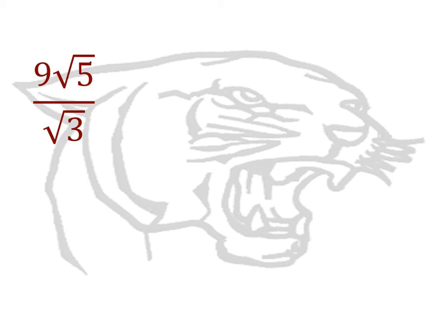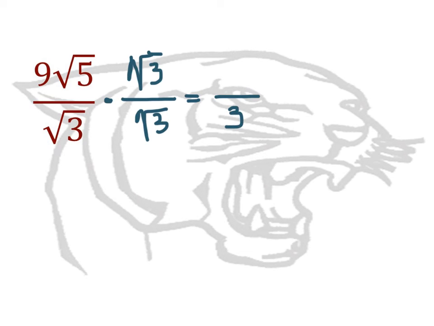And our last example, you have 9 times the square root of 5 over the square root of 3. Remember, we're going to multiply by what our denominator is made into a fraction. So it's going to be the square root of 3 over the square root of 3. Multiply straight across. The denominator will be 3. Our numerator will be the square root of 5 times the square root of 3 with 9.